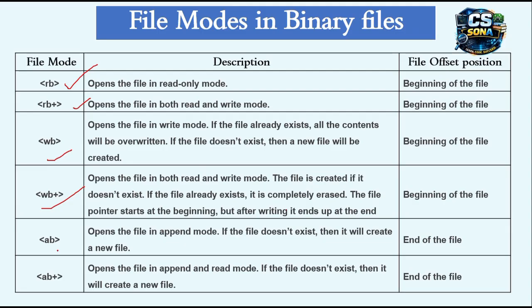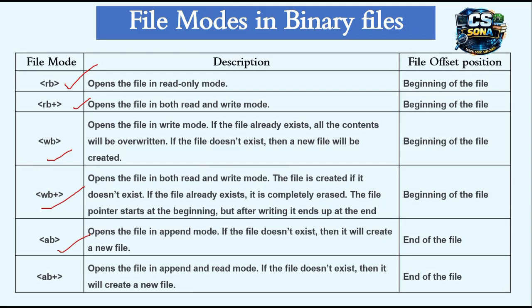Now next one is AB. If you are opening a file in AB mode, you open the file for appending. Appending means what? Adding something to the existing file. So there is already some data and you want to add some more data to it, then you can open the file in AB mode. If the file does not exist and you want to add some data, a new file will be created.